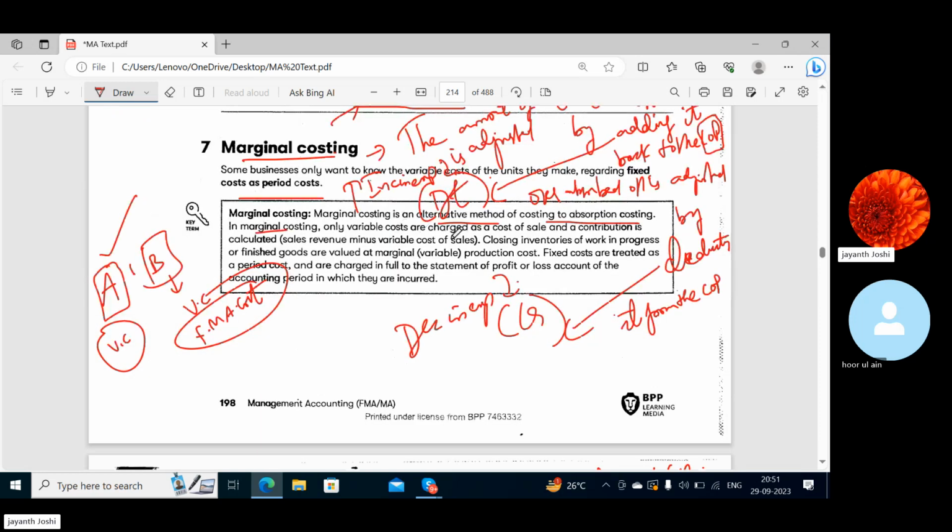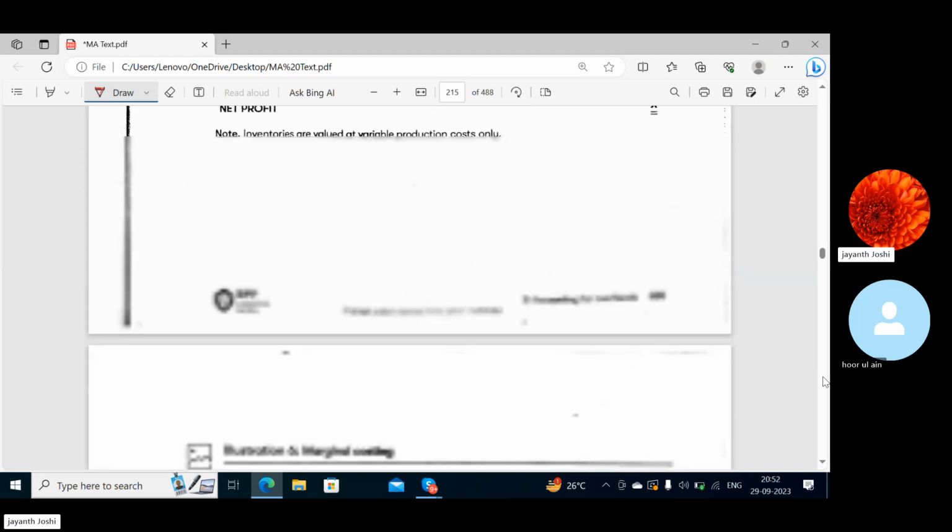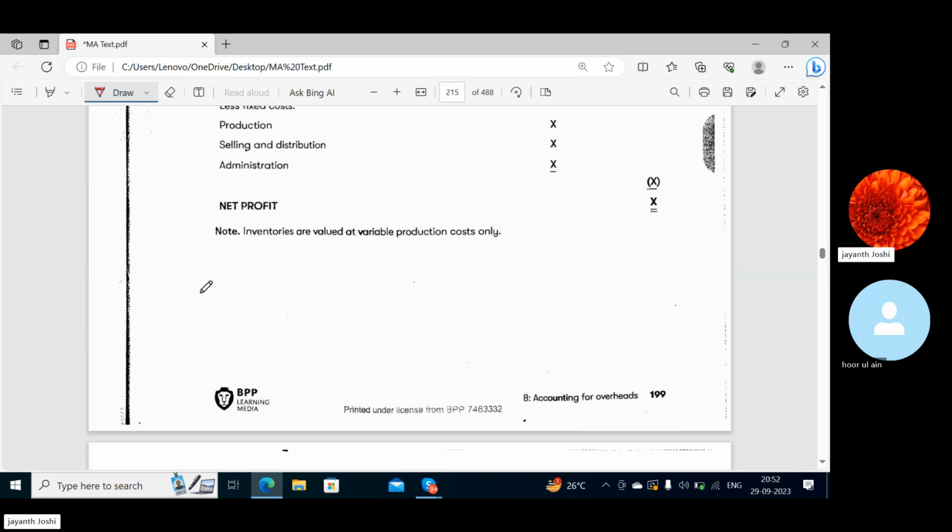In marginal costing, only variable costs are charged as a cost of sale and a contribution is calculated. See, they consider only variable cost as product cost, which they are going to sell. And when they remove the variable cost from the sales, they get contribution. So I'll first make a chart and show the differences between these two methods and then tell you what they're saying. So this is variable or marginal costing, absorption costing.